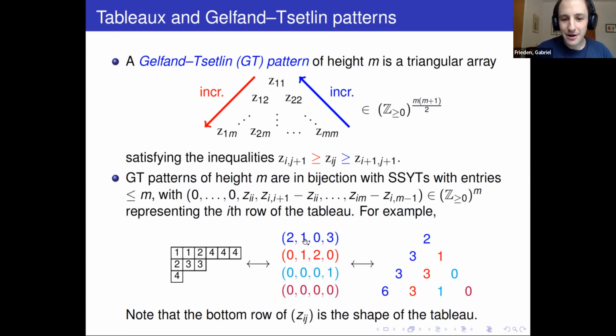Then what the Gelfand-Tsetlin pattern does is, instead of recording these numbers, it records the cumulative sum. So the first entry is 2, the sum of the first 2 is 3, the sum of the first 3 is 3, and the sum of all of these is 6. Because there can't be any 1s in the second row, there would always be a 0 here, here, here, here, here, here, so we just don't write those zeros. And this is the bijection. One thing that's important to remember is that the shape of the tableau, 6 3 1, is the bottom row of the Gelfand-Tsetlin pattern.